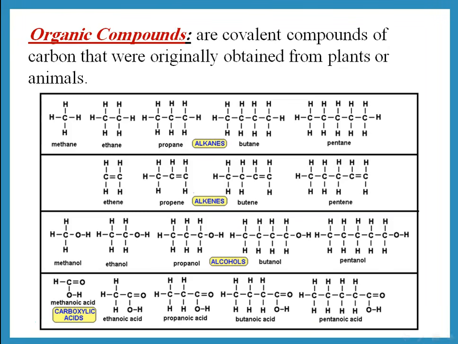So all of these are compounds of carbon. They are all covalent compounds. You remember what is covalent? They're sharing electrons, and they were originally obtained from plants or animals because they were originally obtained from petroleum, which is obtained from plants and animals. So we talked already in O level about alkanes, alkenes, alcohols, carboxylic acids, and so on.